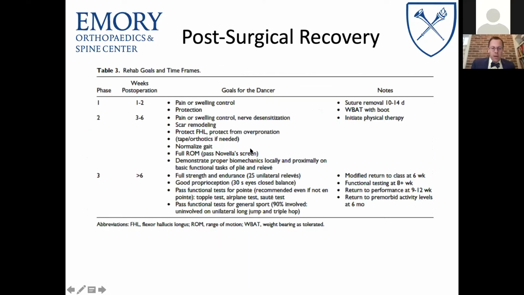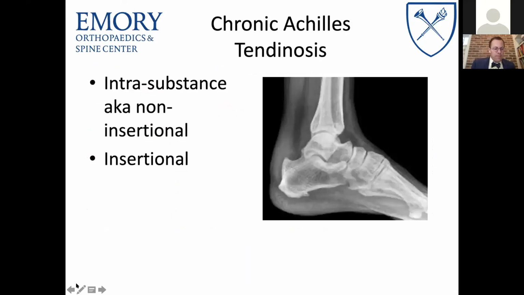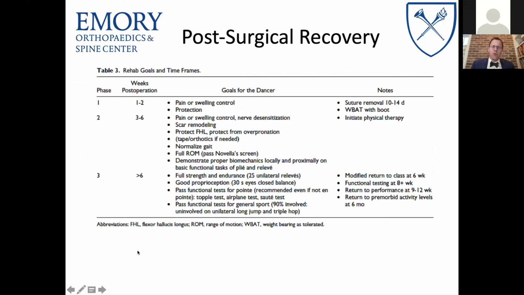And sort of thinking about the goals for the dancer after surgery, the first 2 weeks is getting their pain and swelling back, protecting them from themselves. At 2 to 3 weeks, it's that phase where they want to initialize physical therapy. You want to get their tendon going, thinking if you've done a lot of work on the FHL, you want to protect it. And then at 6 weeks, it's really building up their strength and getting them going.